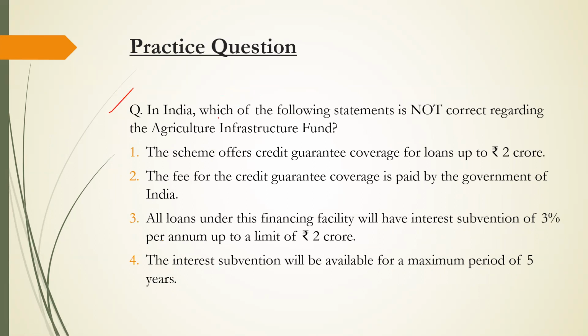Again, another one that was mentioned, that is Agriculture Infrastructure Fund. Okay, so here you have to just eliminate. Okay, in India, which of the following statements is not correct regarding the Agriculture Infrastructure Fund? Because only one statement is not correct out of the four. You tell me which one will you go with?